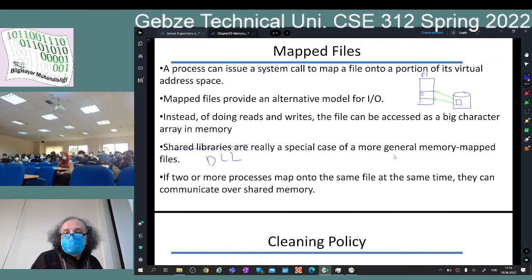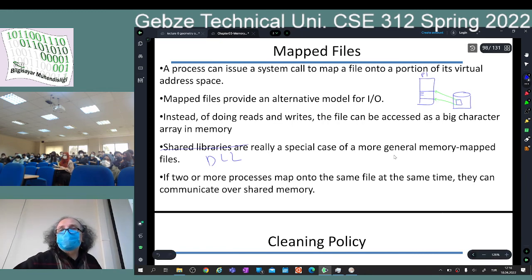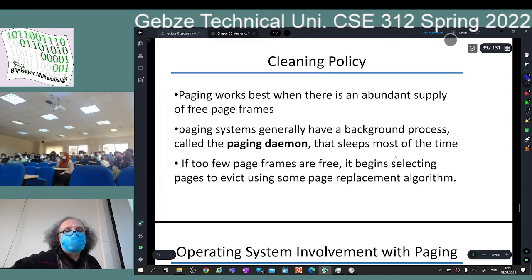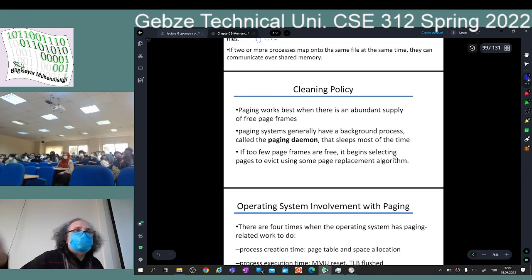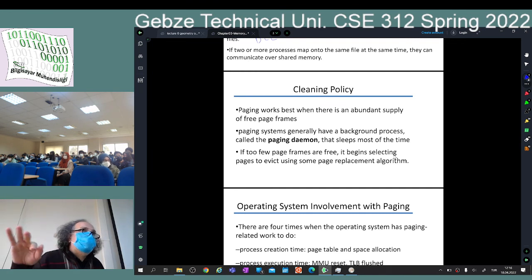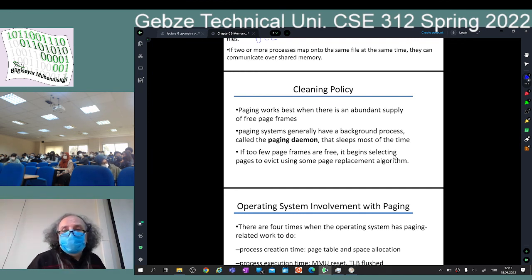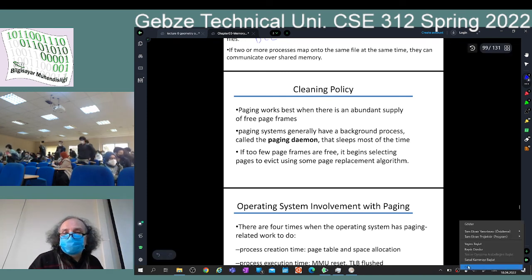Good. Okay, I think I am out of my time for today. I will stop at this point, and I will continue tomorrow. I think I can finish up this chapter. Yes, I can finish up this chapter. And next week we are going to start talking about the third important module of the operating system, that is the file systems. Okay? See you tomorrow.